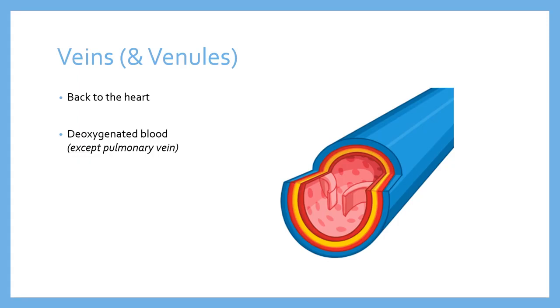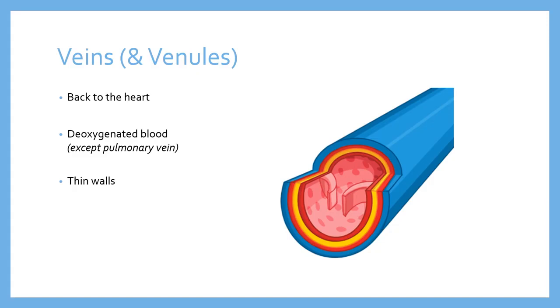So how are veins different to arteries? They're still blood vessels, of course. They're still roughly tube shaped, but there are some key differences. One of which is that veins and venules have really thin walls. There's not as much muscle tissue in a vein as there is in an artery, and part of the reason for that is because they don't need to cope with the same volume of pressure.